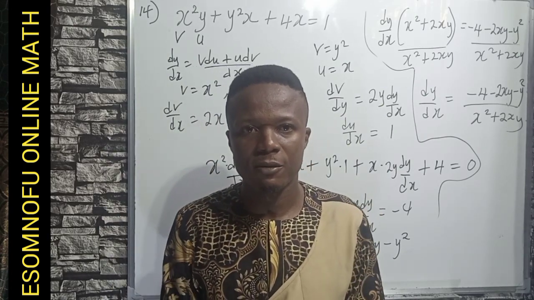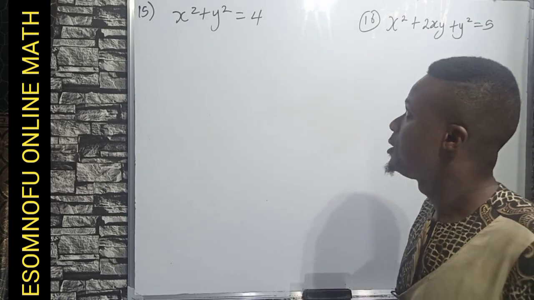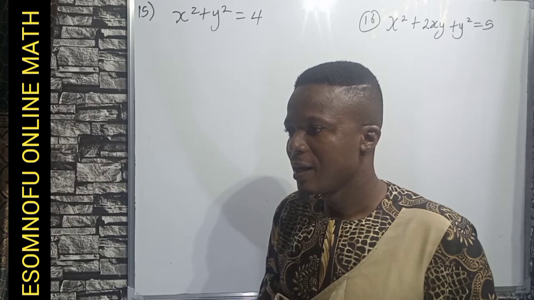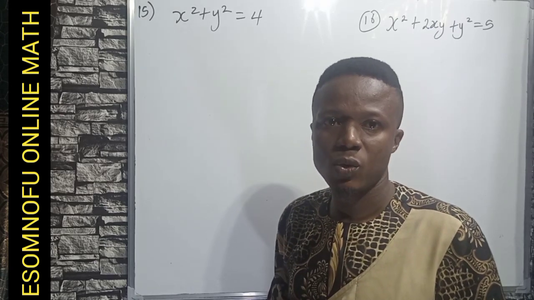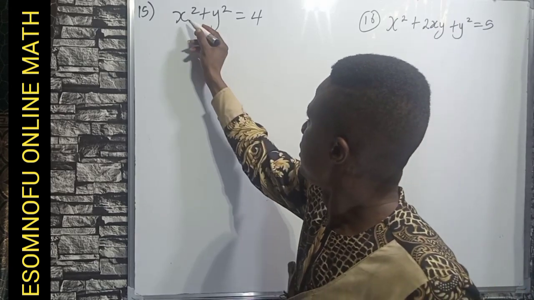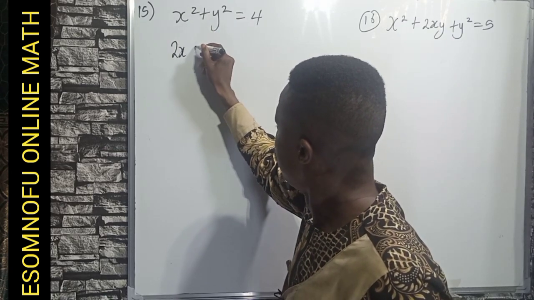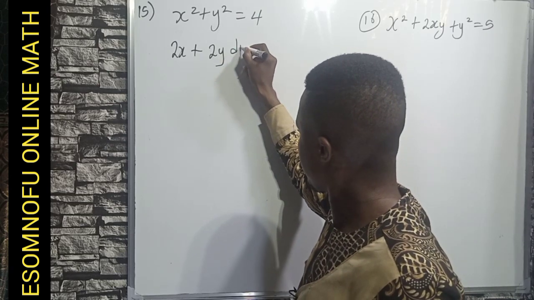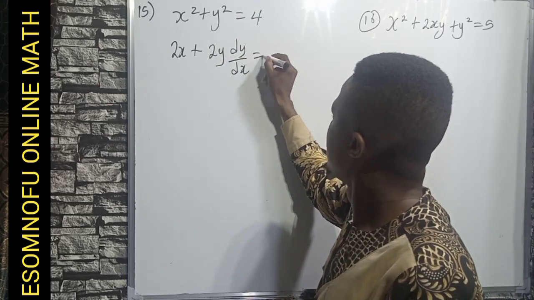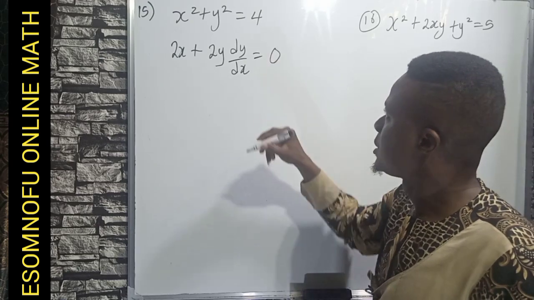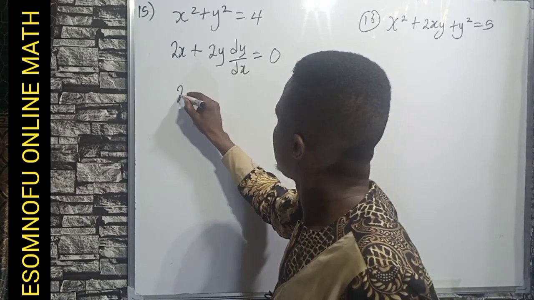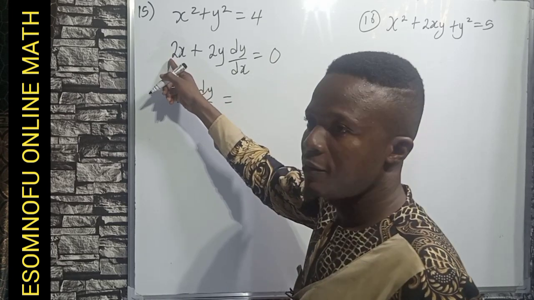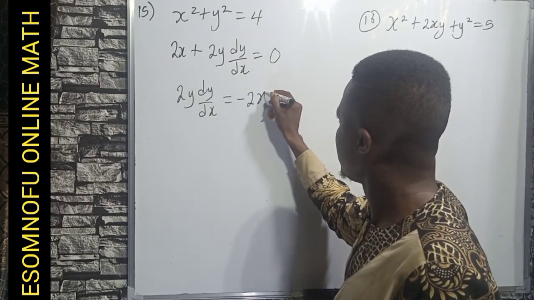So let's take question number 15. In question number 15, we still have implicit differentiation because x and y are not staying alone. Remember, anytime you differentiate with respect to y, you must attach dy/dx. Ordinarily, if I differentiate x squared, I will get 2x, plus, if I differentiate y squared, I will get 2y, but I must attach dy over dx, equals, any constant I differentiate is 0. Therefore, 2y dy over dx becomes, when positive 2x crosses over here, it becomes -2x.